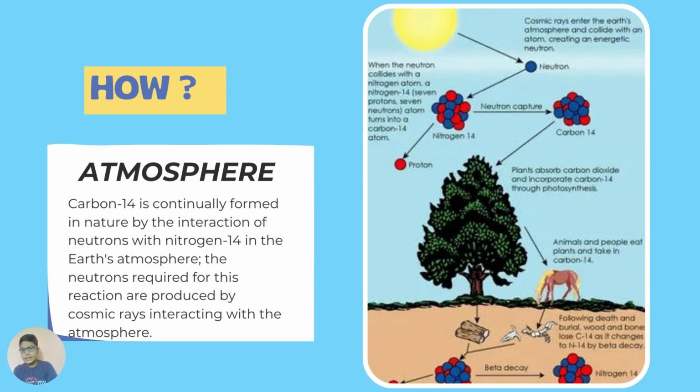decay. What is this beta decay? Beta decay means that just as nitrogen 14 got converted to carbon 14 in the sky, now in the burial, under the ground, all this carbon 14 which was actually there is converted again into nitrogen 14 by the process of beta decay. Beta decay is a process. So this is how the carbon 14 forms.